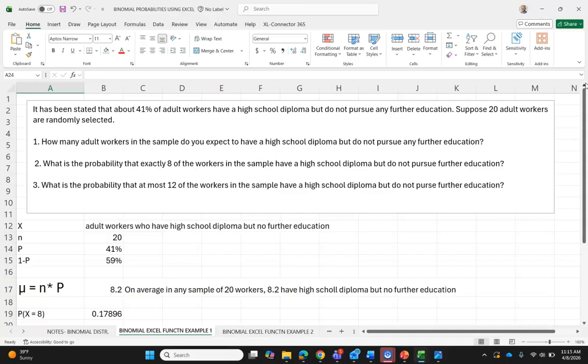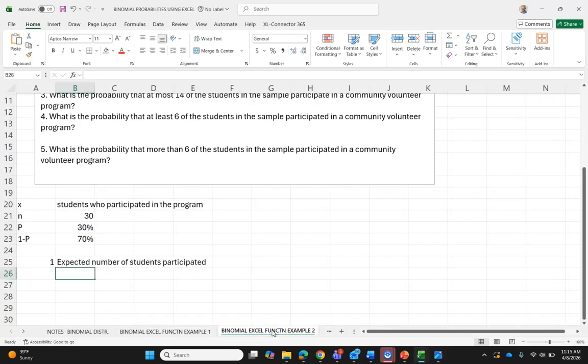And let's go to the second question, which says the probability of exact. So we are working on example number 1. I apologize, let me stop here. I have no idea how I came to this probability, but everything is the same as what we did before. So let me go to binomial Excel function number 2. This is what we're supposed to work on.